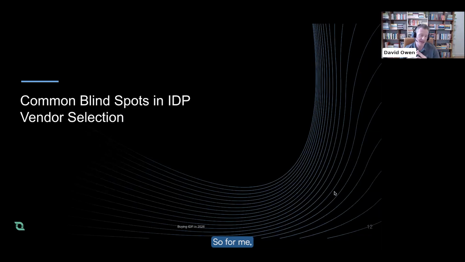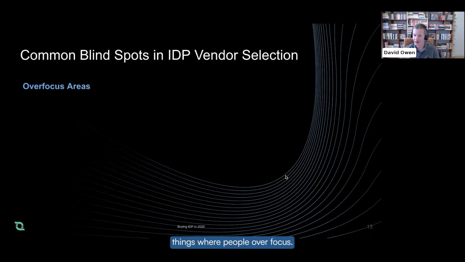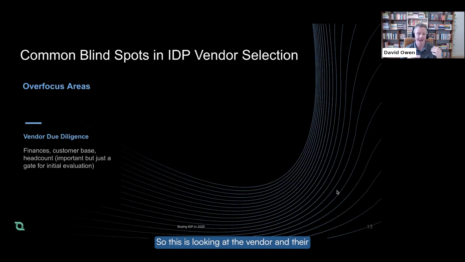Yeah, cool. So for me, if I think overfocus first, there's probably three things where people overfocus. So firstly is an over reliance on what I call traditional due diligence. So this is looking at the vendor and their finances, their customer base, testimonials, how many people, tenure, all that type of stuff. So you need to do that, but that's almost a hygiene factor and an initial gate in your evaluation process. And I see businesses too often focus too much attention on that than is needed.